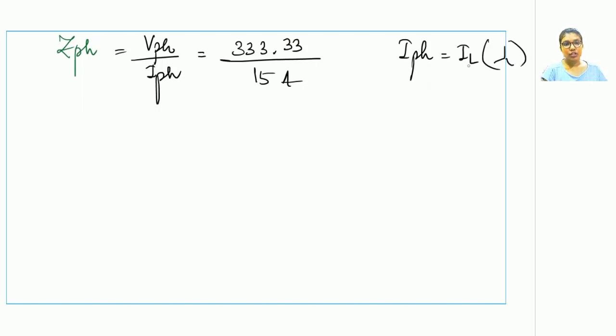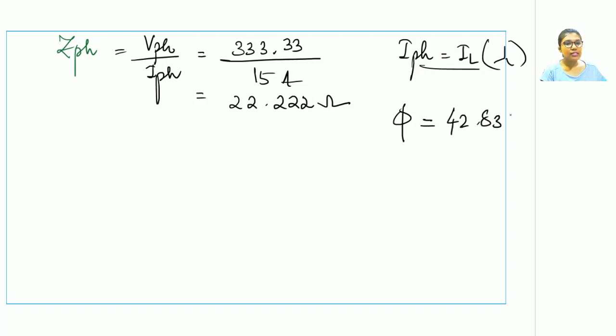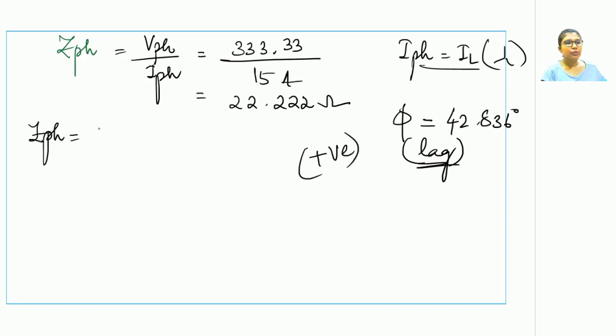This is a star connection, so these two parameters are equal. So Z phase comes out to be 22.222 ohms. What is the value of phi? It is 42.836 degrees. Now this is of lagging type. Since this is of lagging type, it will appear as positive with the Z. So Z phase will be written as 22.222 angle positive 42.836.